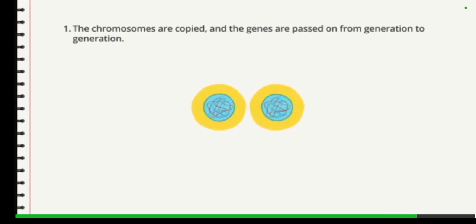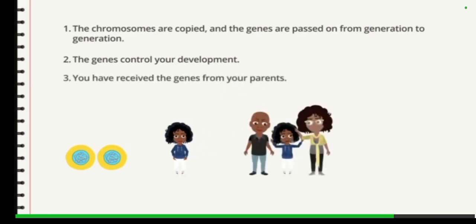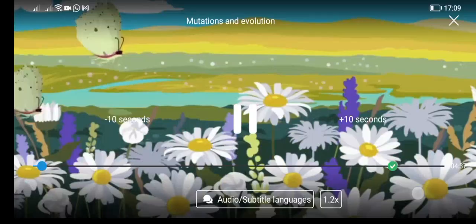This is a foundation for all life and for how traits are inherited. The DNA molecules, the chromosomes, are copied when the cells divide, and the genes are passed on from generation to generation. The genes control your development from one single cell to a body with brain and lungs and legs and arms. You have received the genes from your parents. They got their genes from their parents. The closer the relationship, the more similar.